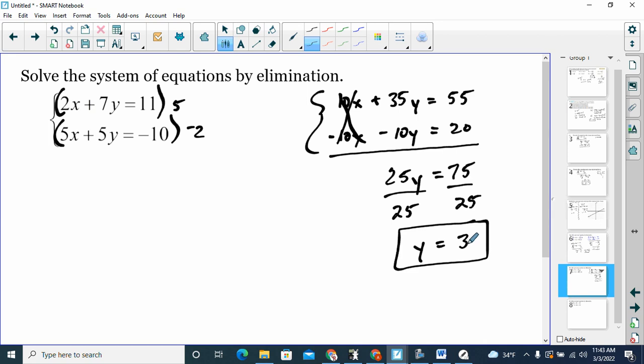And again, once I get y, x is not too bad. We go back to one of the original equations. I'm going with the top one, and we plug 3 in for our y. So now it would say 2x plus 7 times y equals 11. But instead of y, I'm putting in what y is equal to. I'm putting in 3. 7 times 3 is 21.